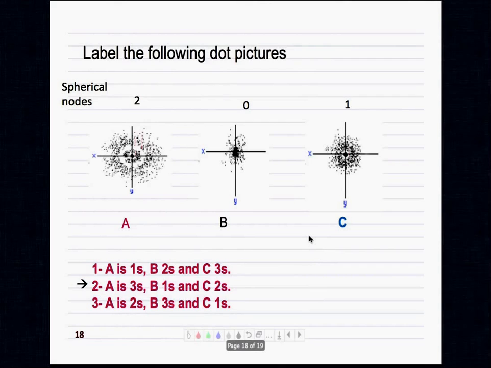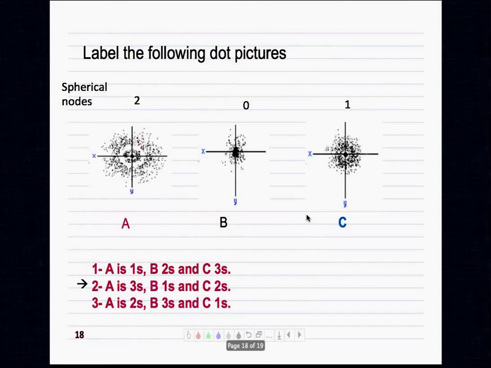Because A is a p orbital and B is a d orbital. Okay, I'm actually surprised. I'm going to stop it right here and check. I have 2 at 92%. 2 is the right answer.